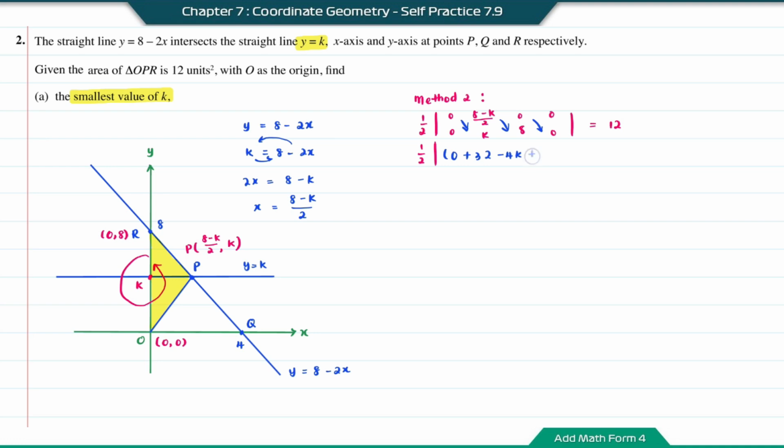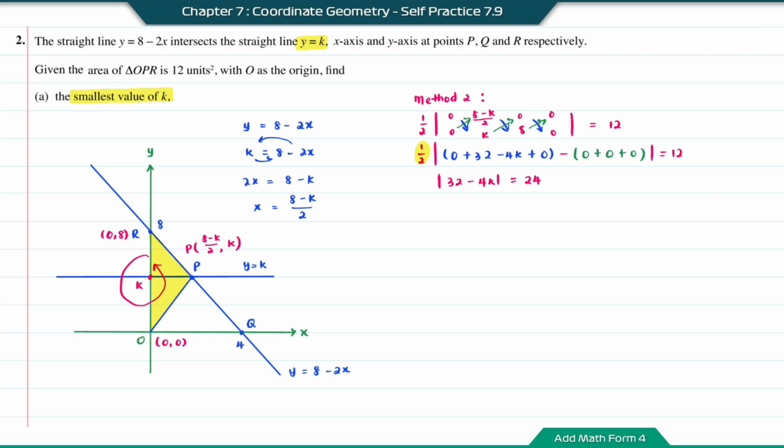Then 0 times 0, this one will be 0 as well. Then minus the sum of all products in these directions. So 0 times (8 minus k) over 2, this one will be 0. And k times 0, 0 as well. 8 times 0, this one will be 0. So this is equal to 12. So move the 1 over 2 to the right hand side. So what is left on the left hand side will be 32 minus 4k equal to 12 times 2, this will be 24.